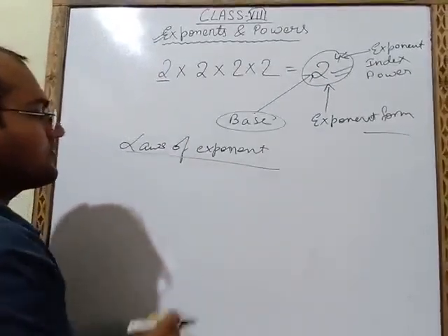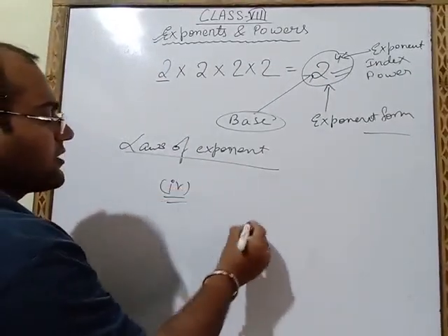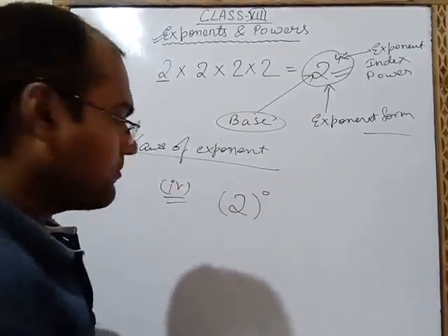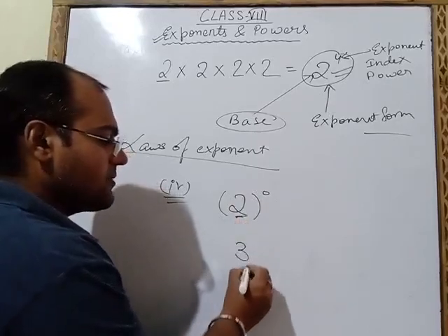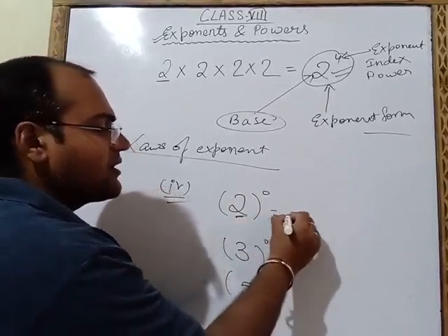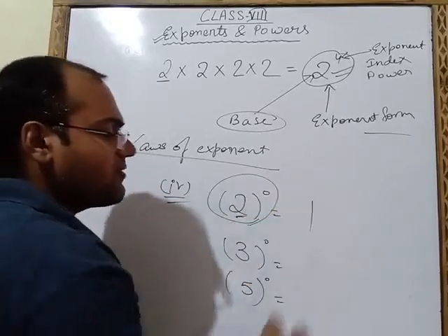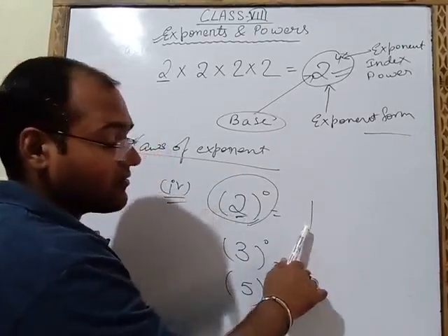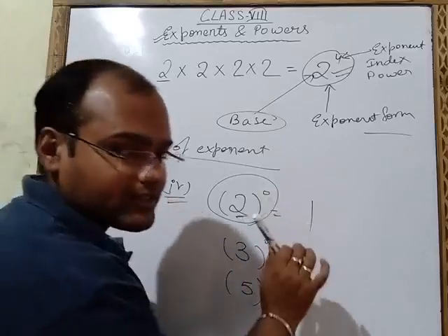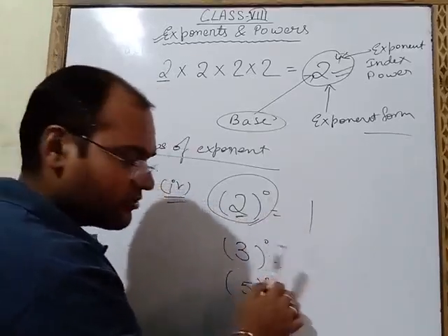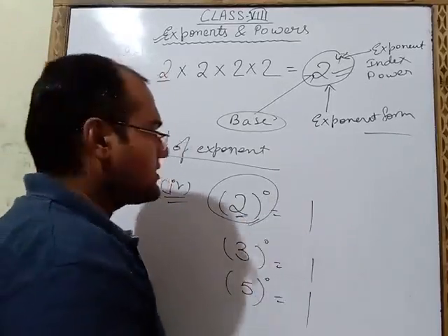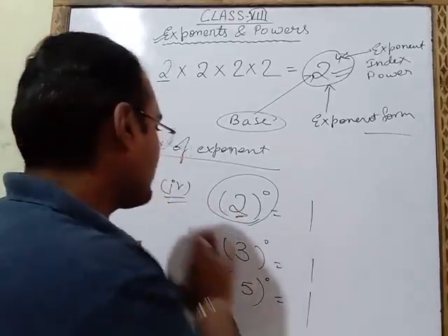Now the fifth law is, if the power is 0, any base, either base 3 or base 5, and if in the power it is written 0, then the answer of that term will be 1. When will the answer be 1? If the power of any base is 0, then the final answer will be 1. Here 3 raised to the power 0 is coming, so the final answer is 1. 5 raised to the power 0, that means the final answer will be 1. So these are the 5 laws of exponent that you have to remember.